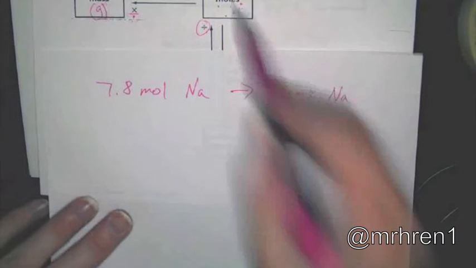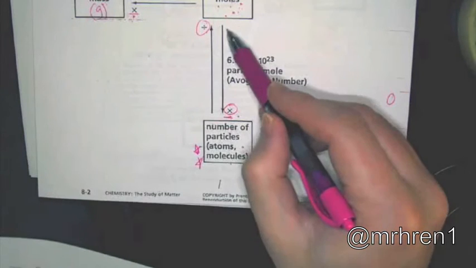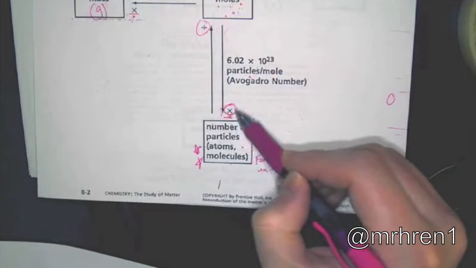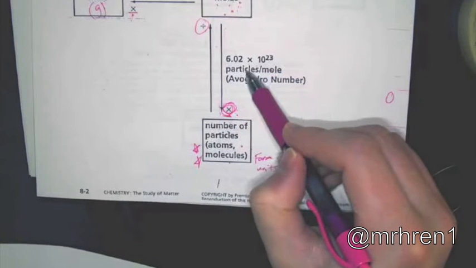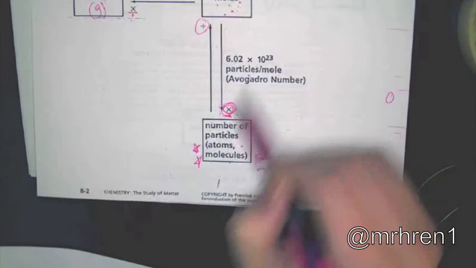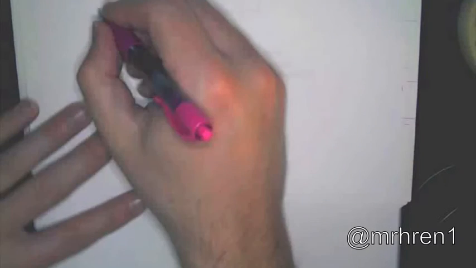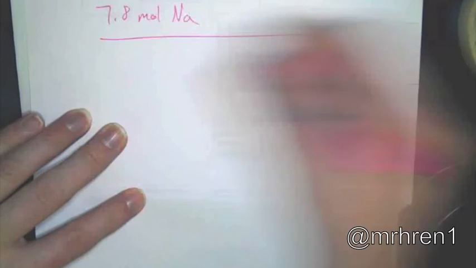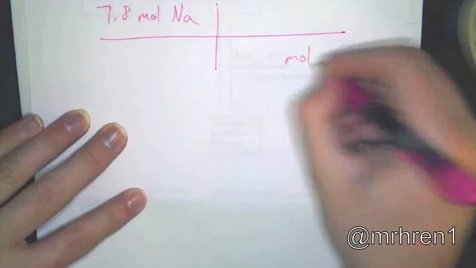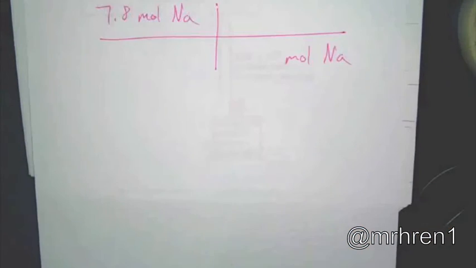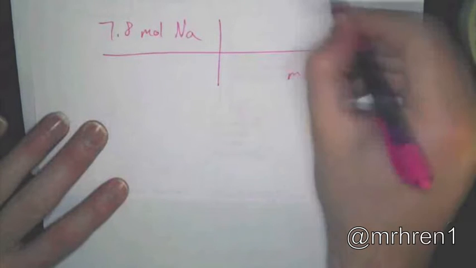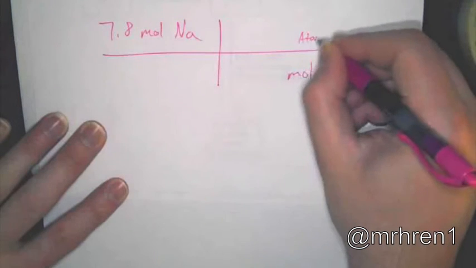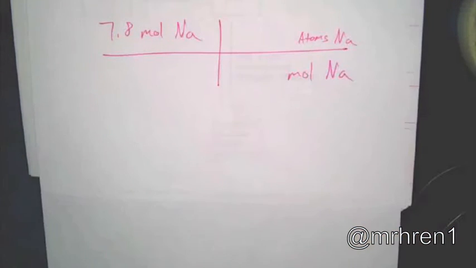So what I mean by that, we're going moles to atoms. So if you follow, you multiply by Avogadro's number. Yep, so you set it up. 7.8 moles of sodium. Moles of sodium goes on the bottom. Our goal, atoms of sodium, goes on top.